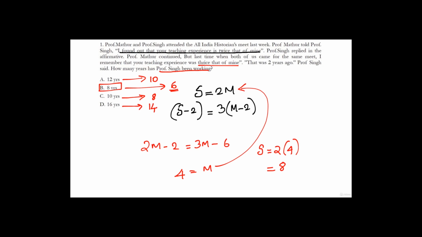So present experiences of Singh and Mathur: if Singh is 8, Mathur is 4, because twice of Mathur is Singh. 2 years before, Singh's experience would have been 6 and Mathur's experience would have been 2, and 2 into 3 gives 6, so everything satisfies. So we can just go with the options and solve the answer.